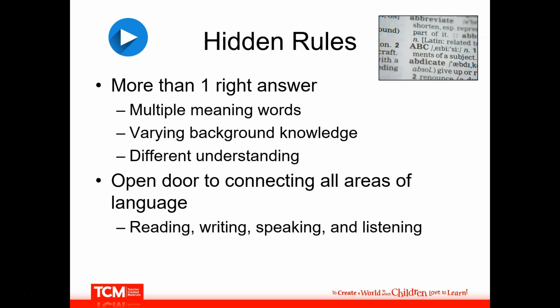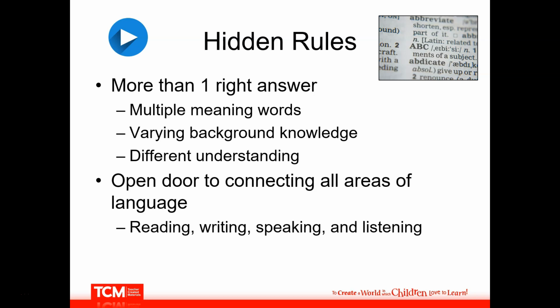And so there are some hidden rules that we have that aren't really told to us up front. The first one is that some of the responses that we're going to get from students can have more than one right answer, especially when we look at words that have multiple meanings, and then we think about the varying background knowledge bases that our students have coming to us. And then we also may have students that just have a different understanding of the word altogether.